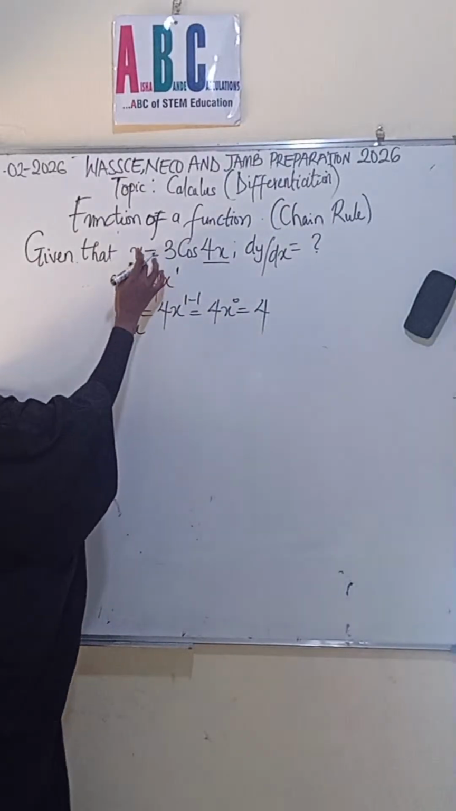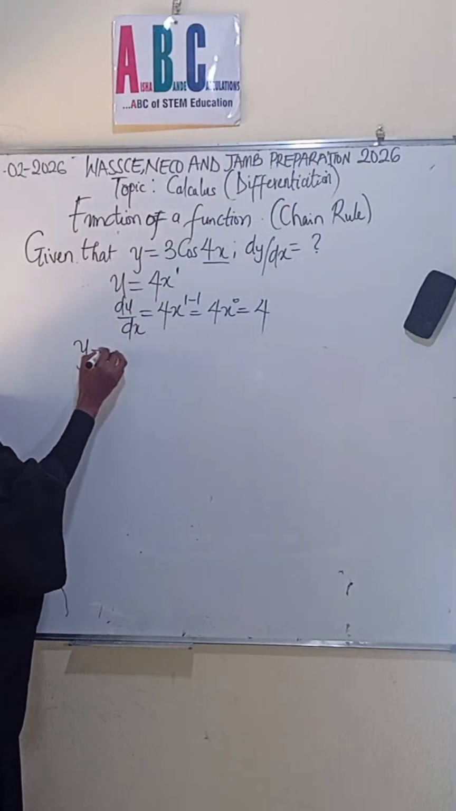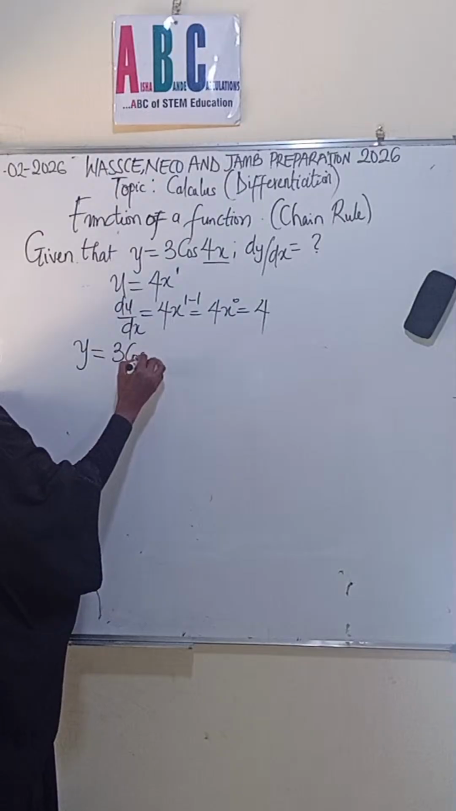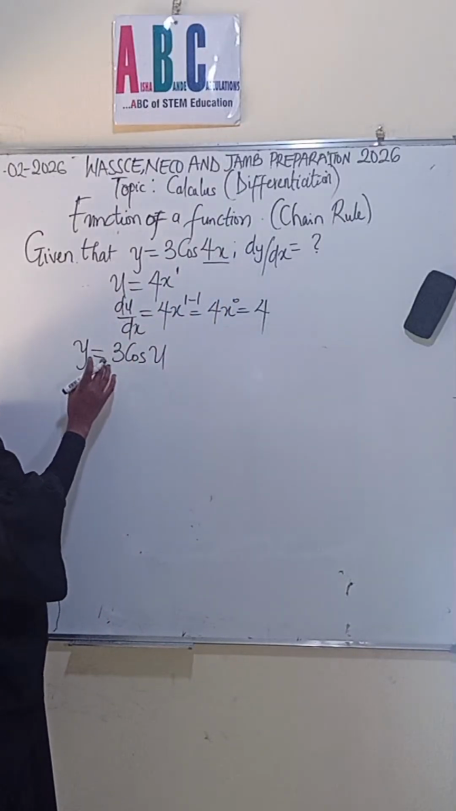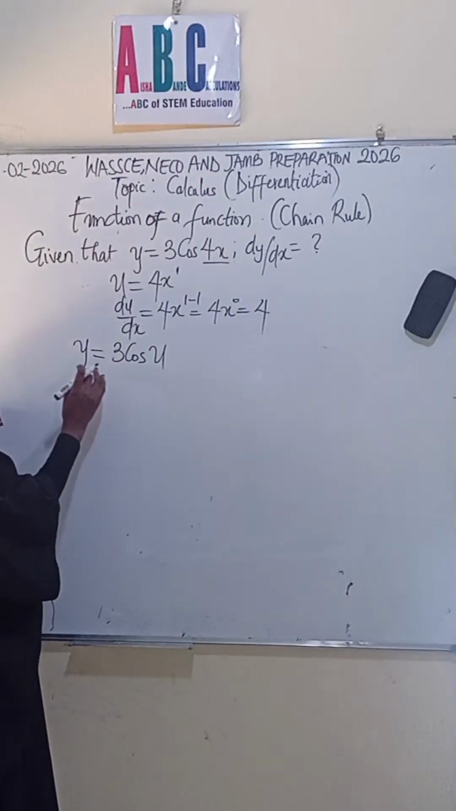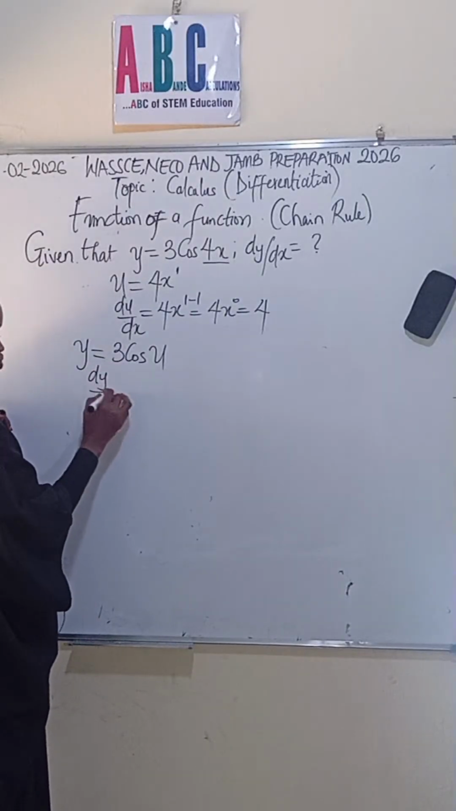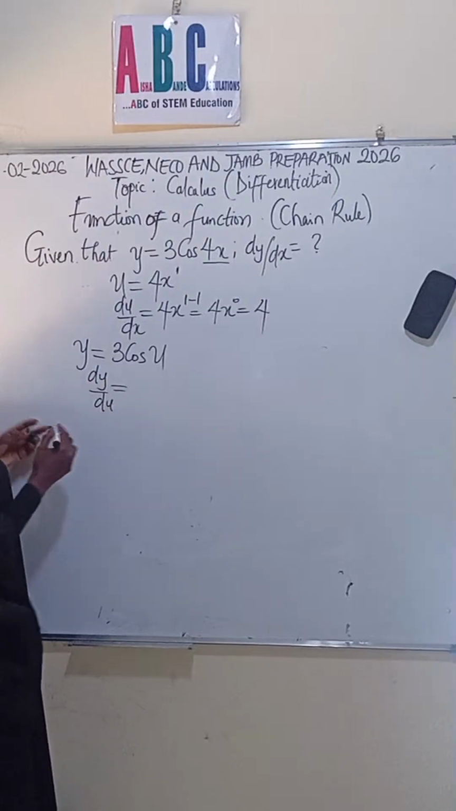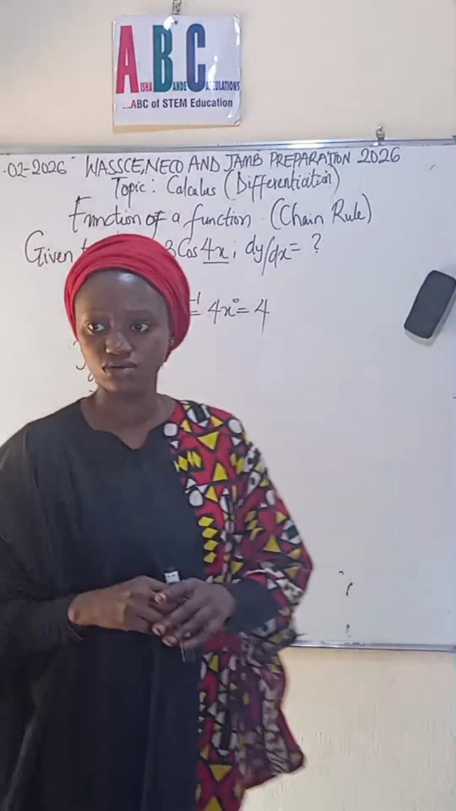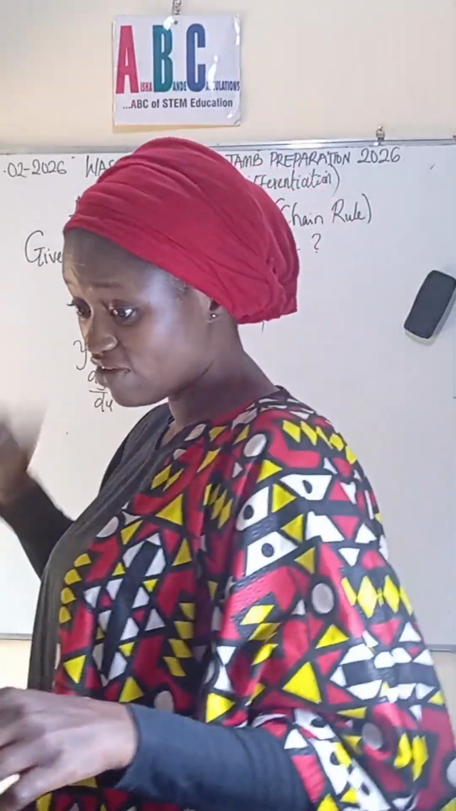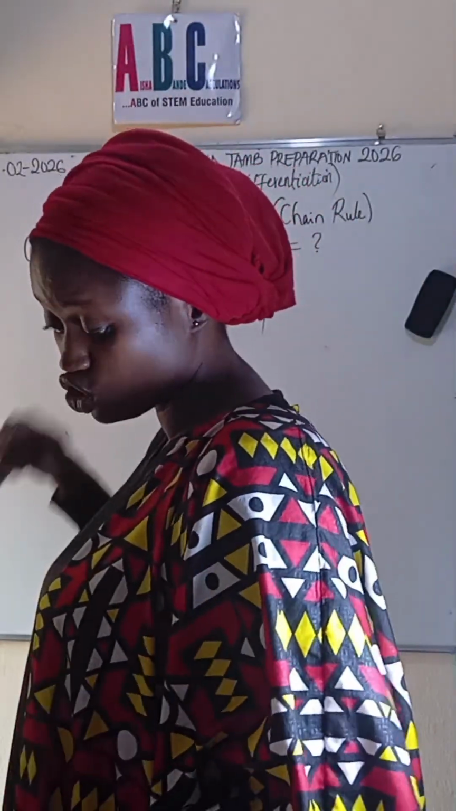Now this becomes y is equal to 3 cos, and 4x we represented with u, right? So this is 3 cos u. So now let's differentiate this, dy/du. Now, let's make this interactive. If we differentiate 3 cos u, what do we have? That's a table I gave at the beginning before I started this function of a function. What's the derivative of cos u?